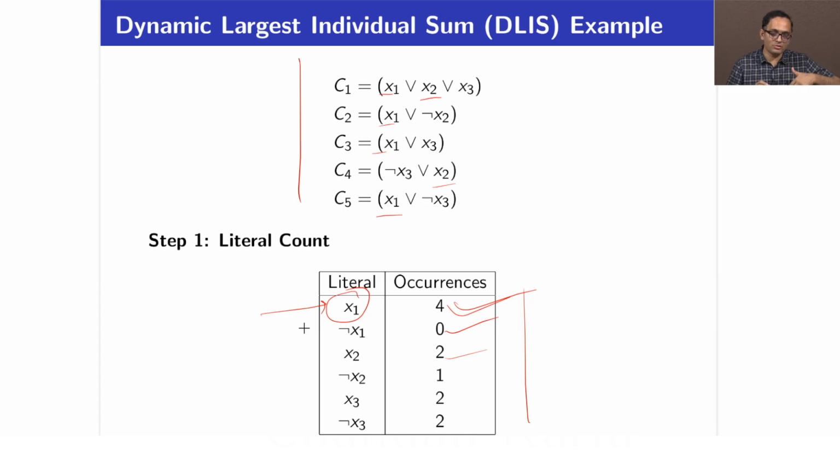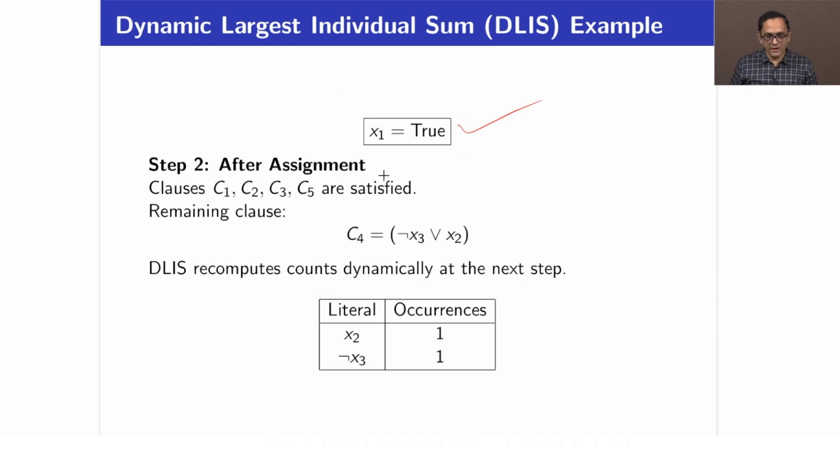If I pick not x1, I would have assigned the value x1 equal to false. But whenever you put x1 equal to true, this will become satisfied, because x1 is true means this entire clause is satisfied, this is satisfied, this is satisfied, this is satisfied. So, you can see the impact of picking a variable that occurs in many clauses: 4 clauses become satisfied. Then only C4 is left.